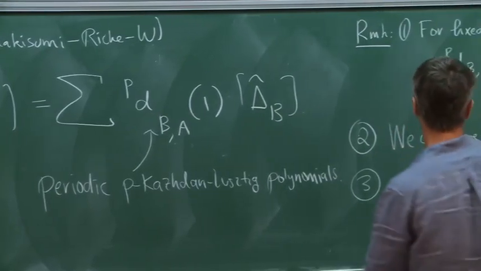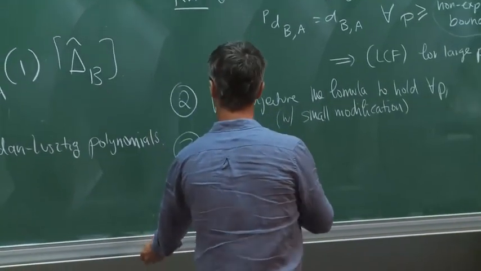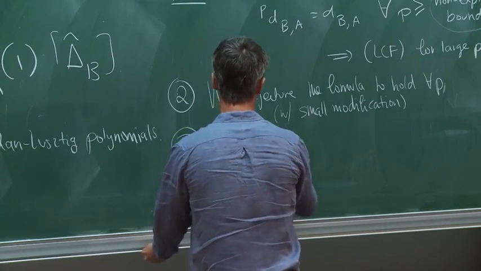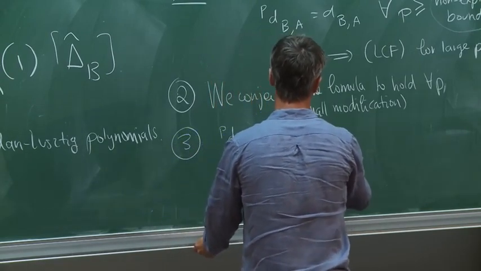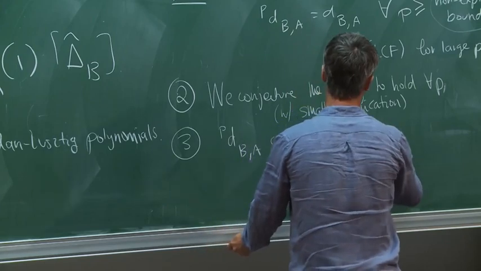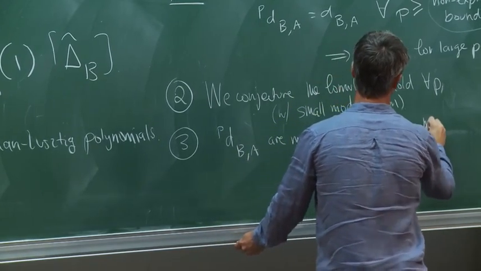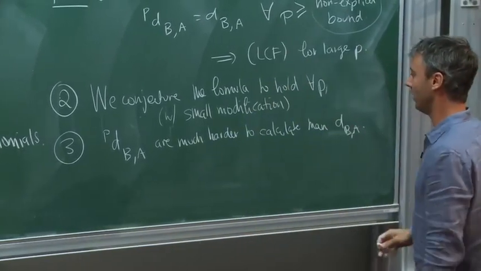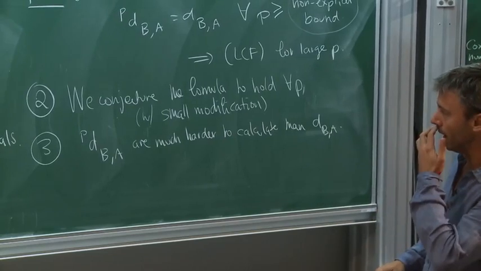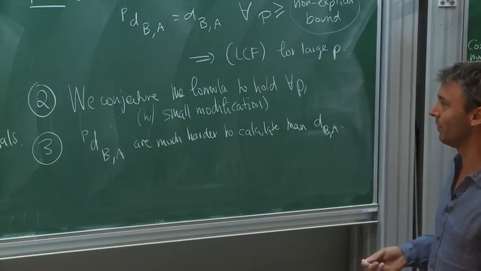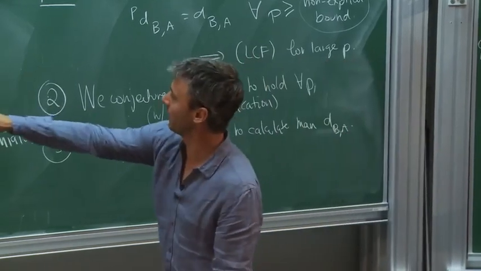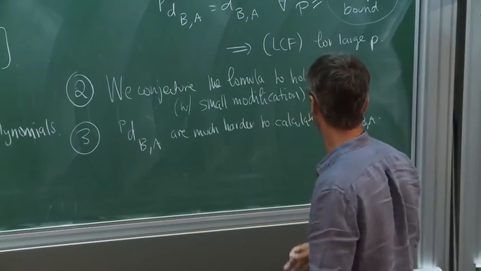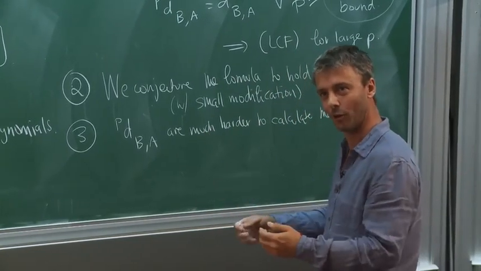And just to give you some feel, these p-Kazhdan-Lusztig polynomials are much harder to calculate than the ordinary ones. So you can ask, does it improve the situation at all? Have we just expressed something uncomputable in terms of something else uncomputable? Not uncomputable in a formal sense. All these things are computable in a formal sense, but just very difficult.